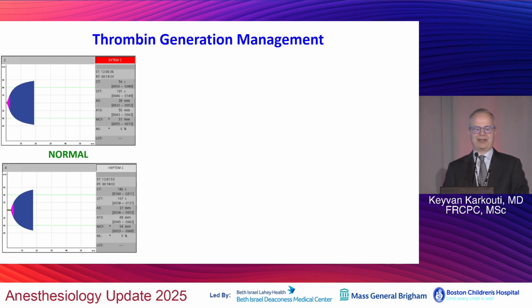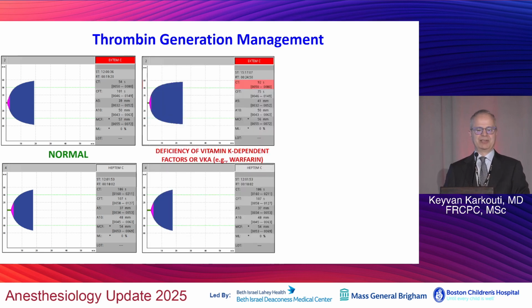So in terms of coagulation management, thrombin generation management, so this is coagulation factors. So clotting time is relevant here, and clot formation time and alpha angle. So normal EXTEM and HEPTEM on the bottom. And you can see the clotting time is elevated here, but everything else is normal. So this could either be a false positive, or it could be a patient who's got isolated coagulation factor deficiency, so vitamin K dependent factors could be deficient, so a patient on Coumadin might present like this.